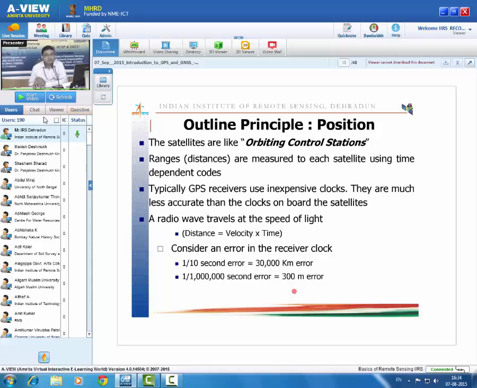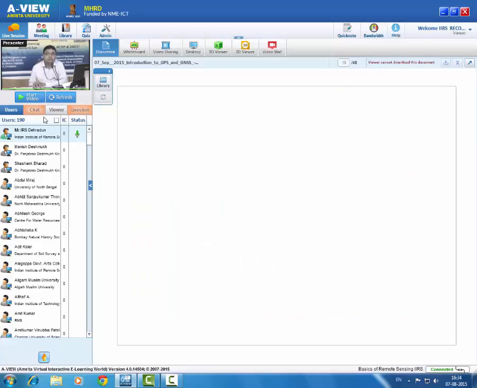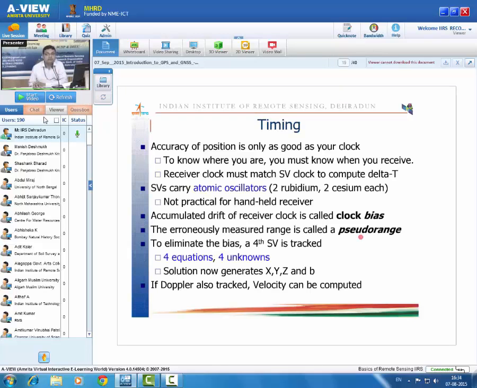So that means we need clocks with an accuracy of more than nanosecond. So basically we are using clocks which are actually accurate to the order of 1 in 10 to the power 13 or even better.